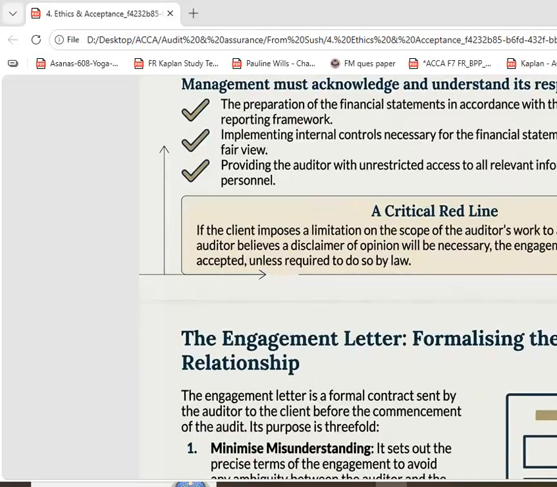Critical red line. If a client imposes a limitation on the scope of the auditor's work to an extent that the auditor believes a disclaimer of opinion will be necessary, the engagement shall not be accepted unless required to do so by law.